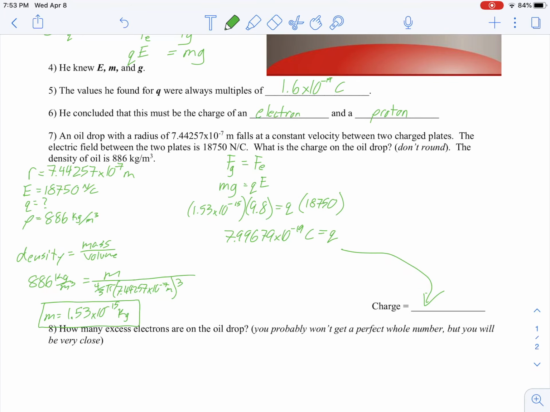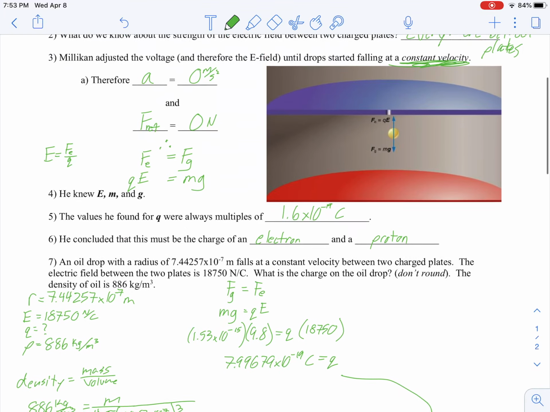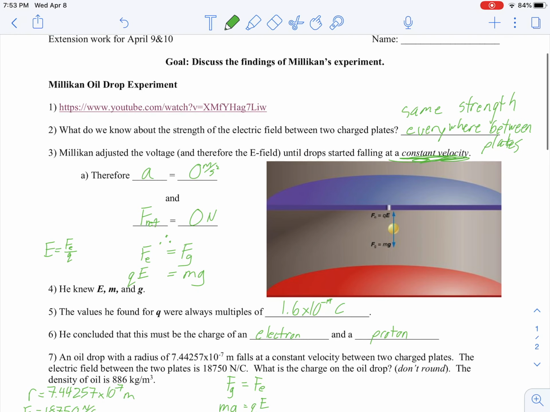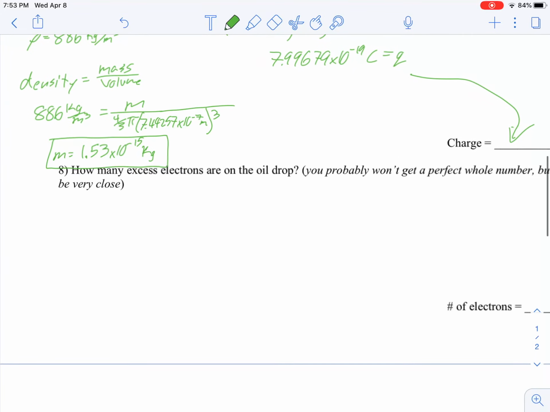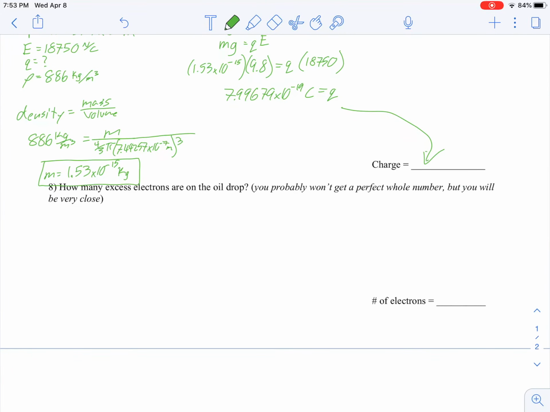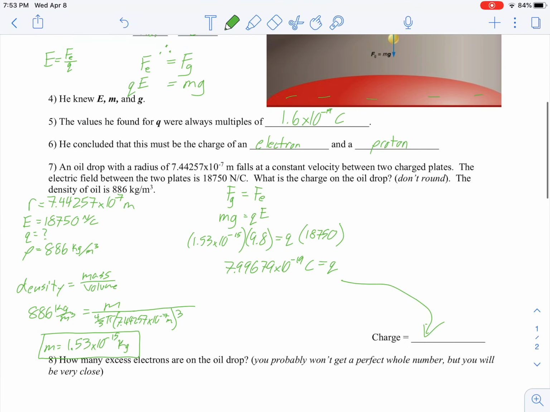So number 8 says, how many excess electrons are on the oil drop? I should have mentioned that the top plate, if I'm not mistaken, I think the top plate was positive and the bottom plate was negative. So we know that it had to have an excess negative charge. I could be wrong there, but anyway, how many excess electrons are on the oil drop? You probably won't get a perfect whole number, but you should be very close.